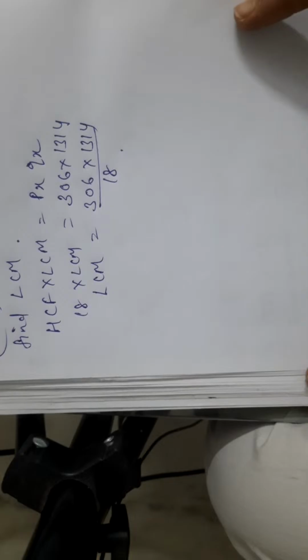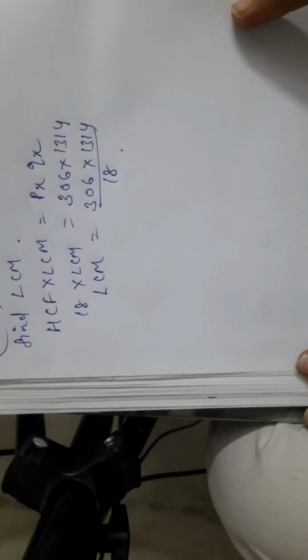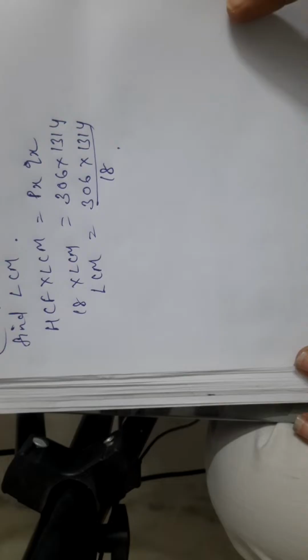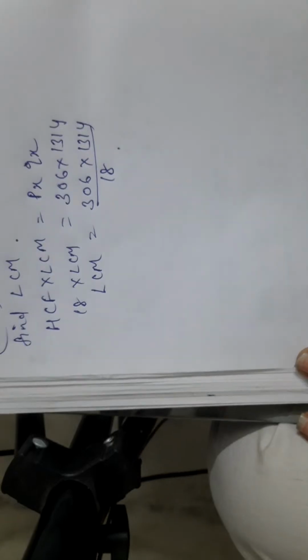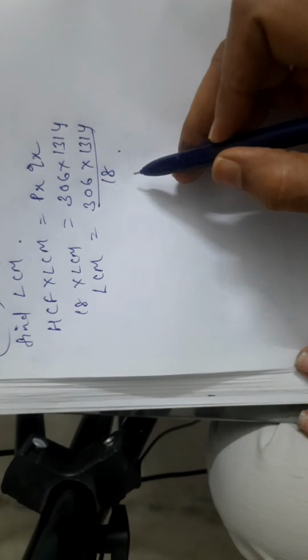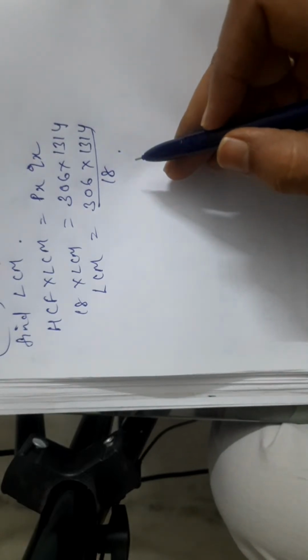Say the answer first. Are you finding the answer? 306 multiplied by 1314 divided by 18.